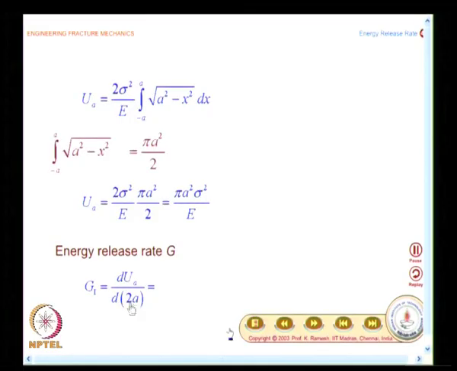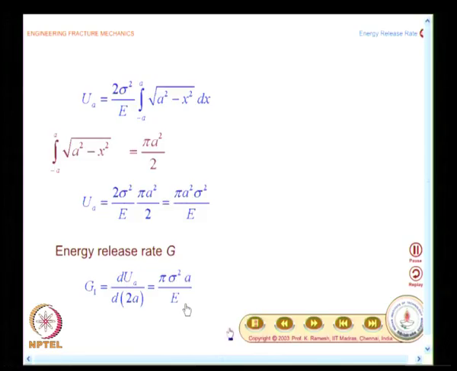Now, we have got that as part of the solution. And what is the kind of problem that we have taken? We have taken a plate with a center crack, and when I define G, whether I am talking about one crack tip or two crack tips is also important, and that is very clearly written here: G1 equal to dU_a divided by d(2a), because I am having a center crack with two crack tips. So, when I differentiate this, I get G as pi sigma squared a divided by E.